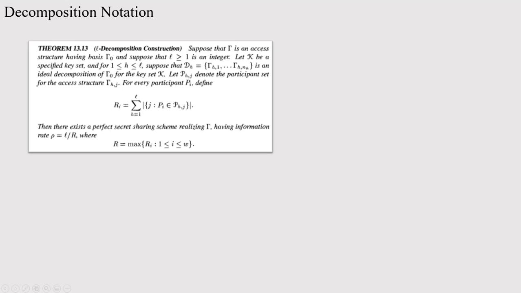Just to provide some notation for this process, we're going to look at a book definition of it called decomposition and construction. The key takeaway from this section is that we're going to define R of i as the number of times a participant i occurs in a decomposition or a covering. And we're going to define L as the number of coverings or decomposition schemes there are, because that's going to be the number of bits in our key.